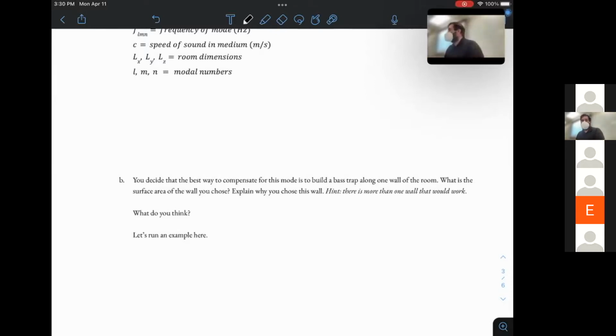Find the mode, find out what mode it is, and then just think that through. Basically, what walls is that wave touching? Is maybe a way to phrase it. Does that feel okay? Can you figure it out? Is that cool? Yeah. Okay.